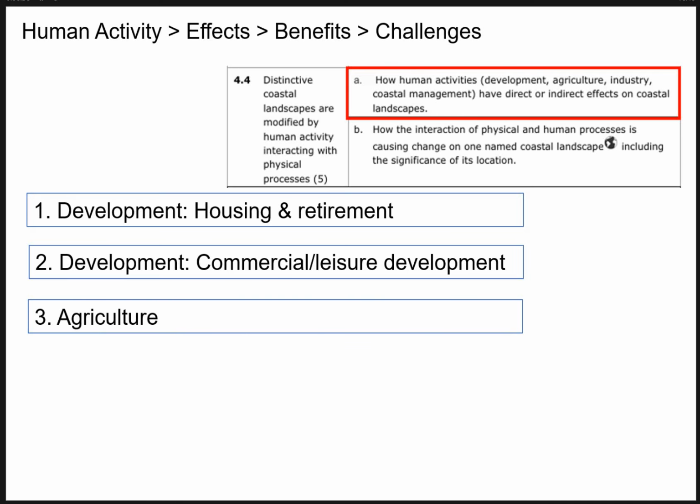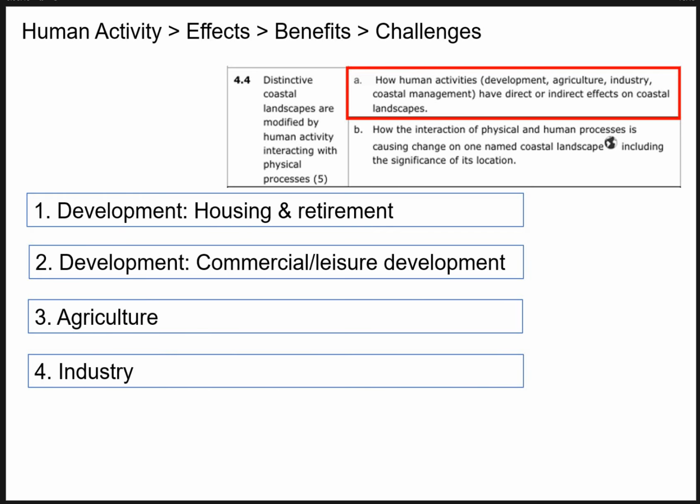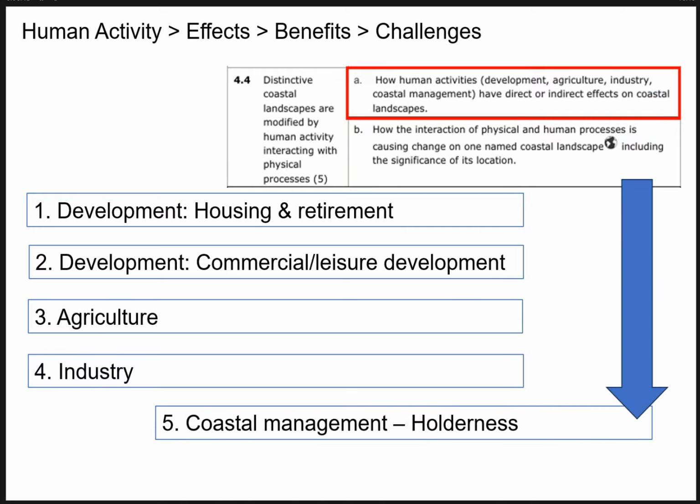Third point is agriculture, as laid down in the specification. The fourth is industry. So for that, we're going to have a look at another area of the UK, in Norfolk. And then the final point on coastal management, that's on Holderness, which we'll cover in another lesson, combining the back end of 4.4a and 4.4b as well.